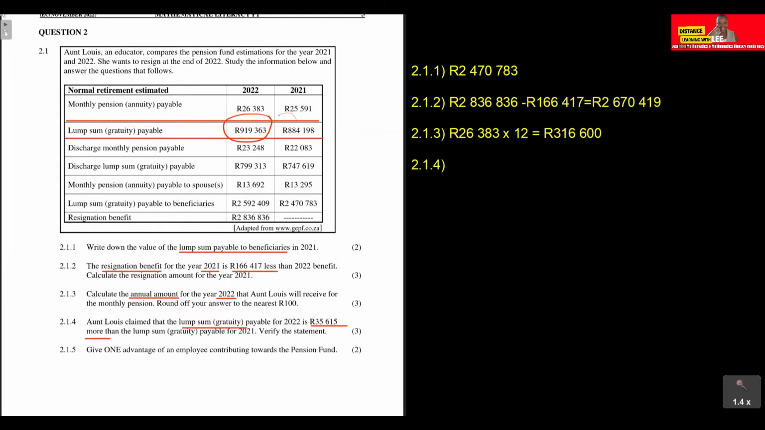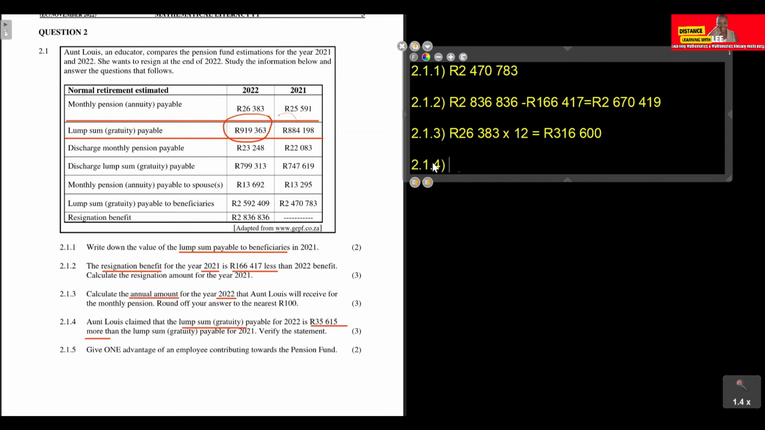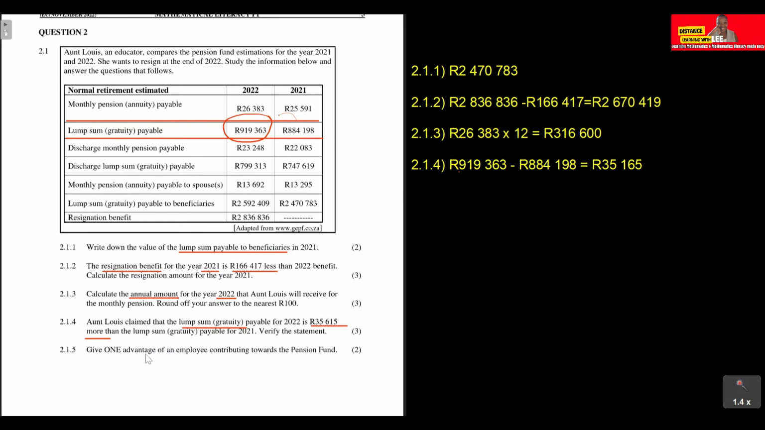So if you punch into your calculator the amount of 919,363 and you minus it by 884,198, what are you getting? You actually get 35,165. So in this question, guys, you need to be careful.